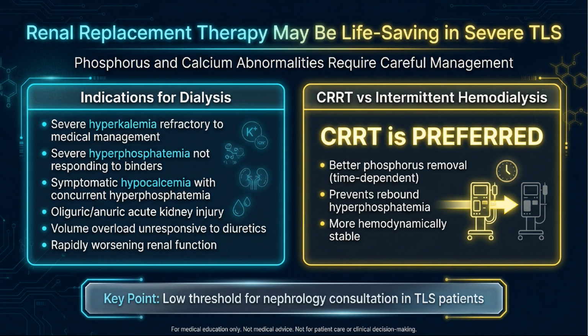When dialysis is needed, continuous renal replacement therapy, or CRRT, is generally preferred over intermittent hemodialysis. CRRT provides better and more sustained clearance of phosphorus, which is a time-dependent process. It also prevents the rebound hyperphosphatemia that can be seen after a session of intermittent dialysis and offers greater hemodynamic stability for critically ill patients. The key point here is to have a low threshold for a nephrology consultation in any patient with significant TLS.